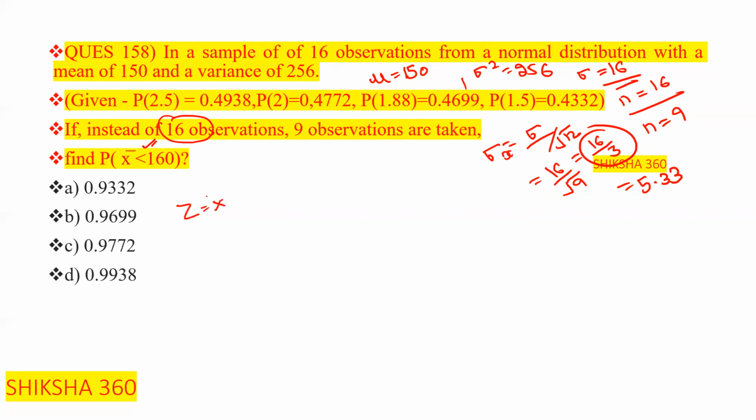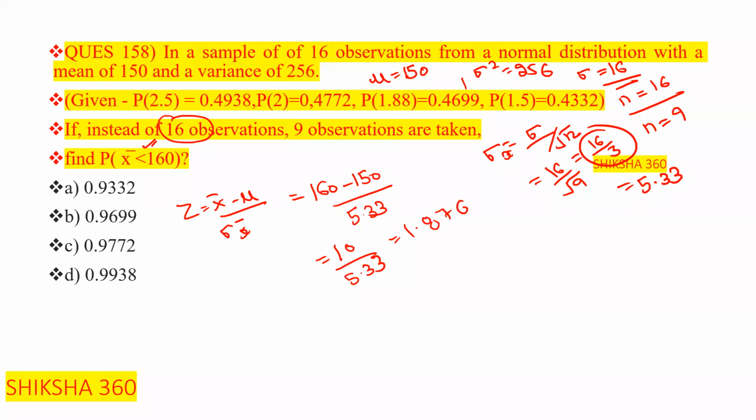Z is equal to x bar minus mu upon sigma x bar. So x bar here is 160, minus 150, upon 5.33. That is 10 upon 5.33. When we solve this, 10 divided by 5.33, we will get 1.876, which we round off to 1.88. Clear? So we have to calculate less than 160.